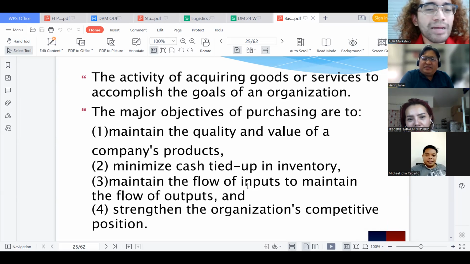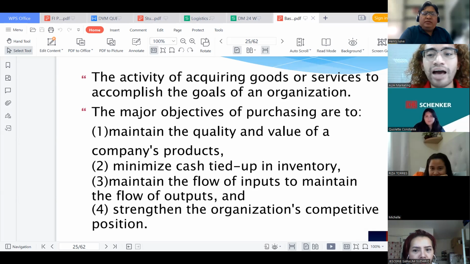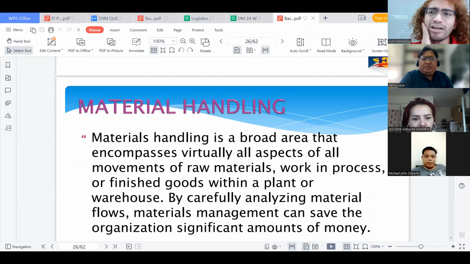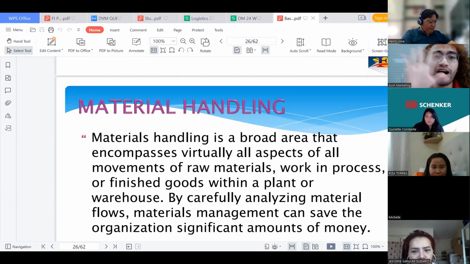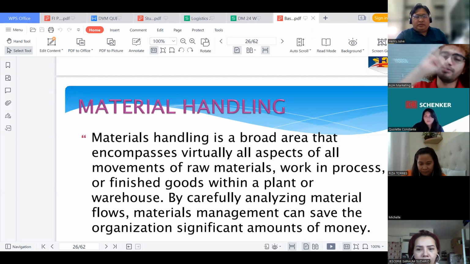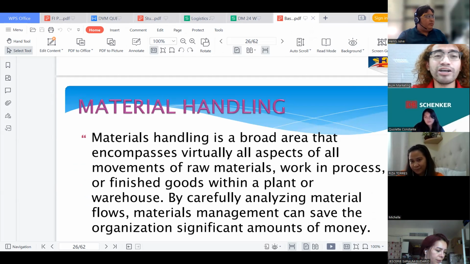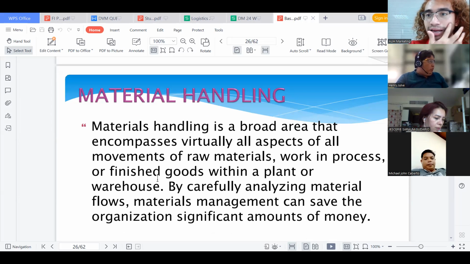Strengthen the organization's competitive position when we make sure that we are an outstanding supplier, an outstanding provider of logistics services. Paano tayo magiging outstanding? When we make sure that we have achieved the 5 Rs, the 5 rights. What are your 5 rights? Right products, right time, right cost, right place. So those are your rights in logistics. That's when we become competitive in the market.